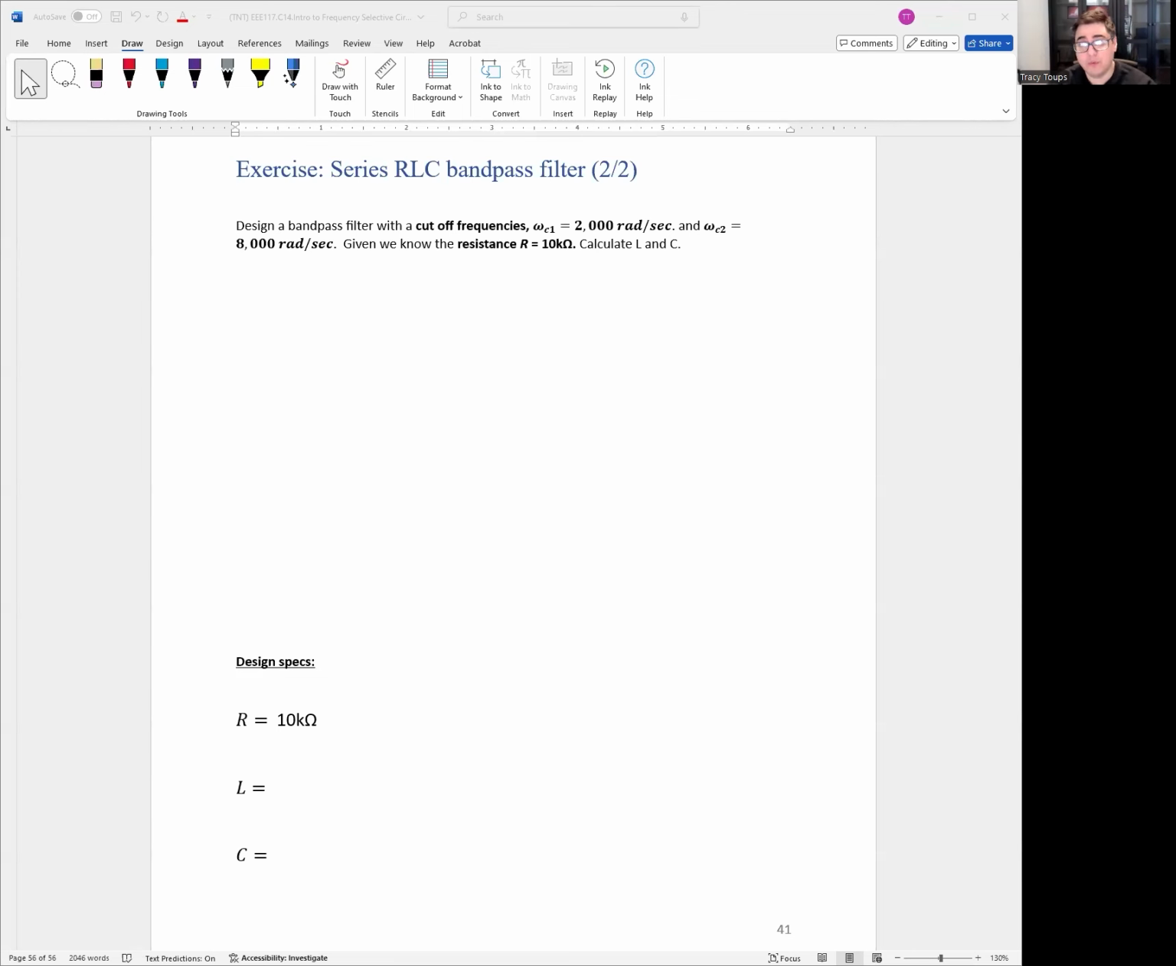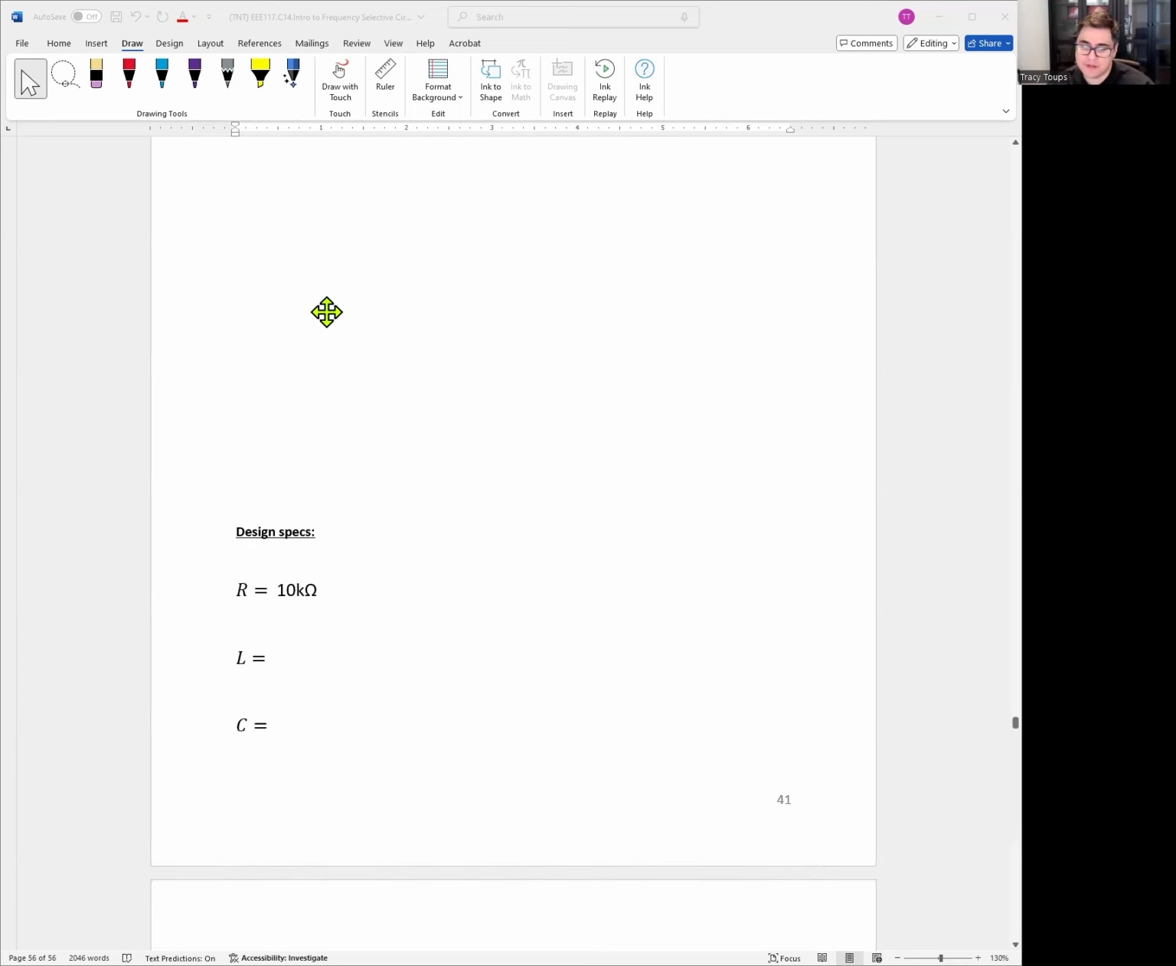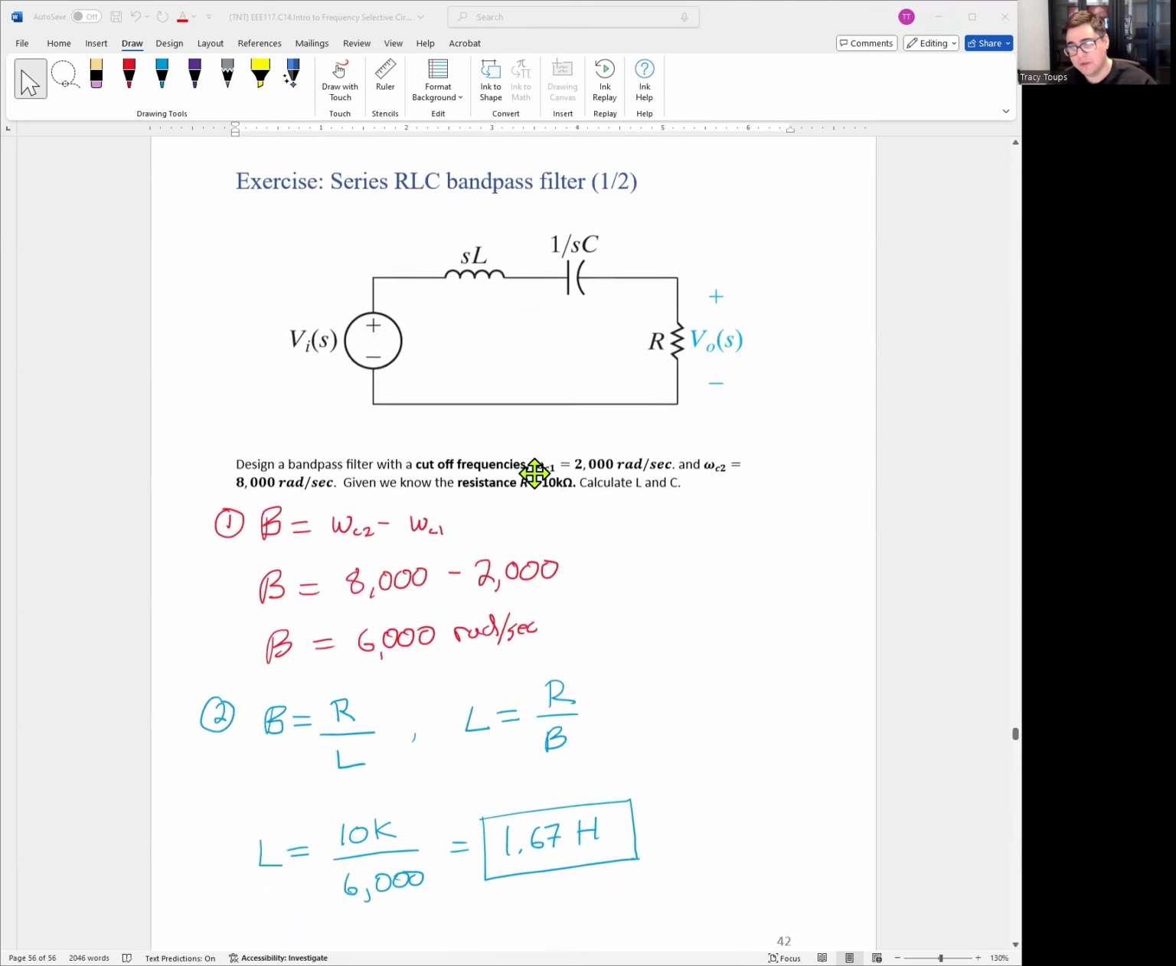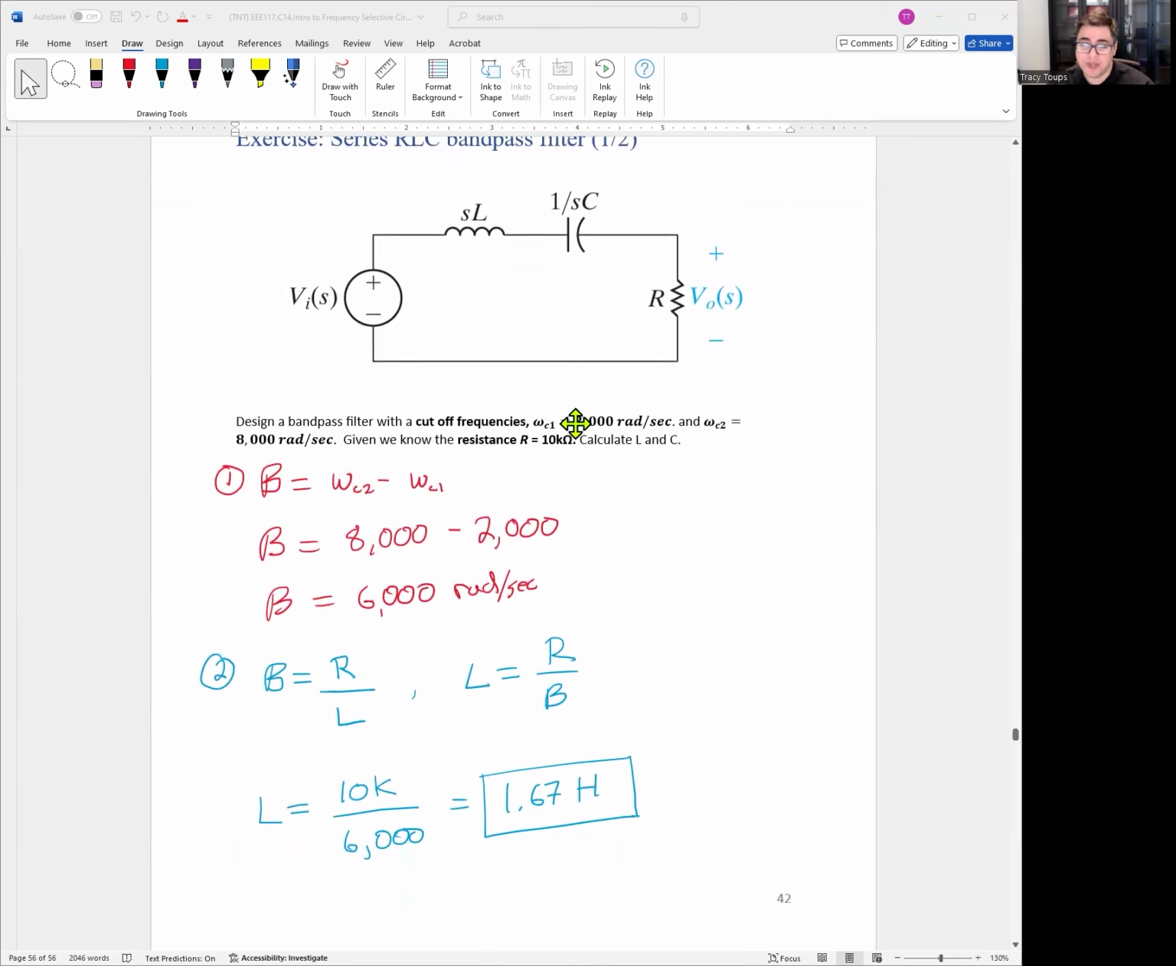Hello, welcome back to EEE 117, Chapter 14, Intro to Frequency Selective Circuits. We're coming back from our break for the series RLC bandpass filter design. So let's go ahead and check your answers, see how we do it. Remember, lower cutoff frequency is 2,000, upper cutoff frequency is 8,000. We can just figure out the bandwidth first off. It's always the upper minus the lower, so it's 8,000 minus 2,000. So our bandwidth is 6,000 radians per second. That's the bandwidth in between the 2 points.